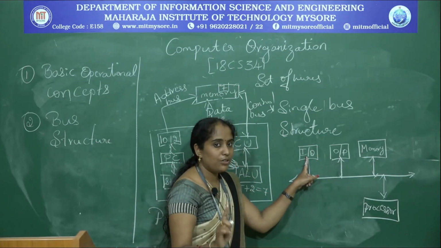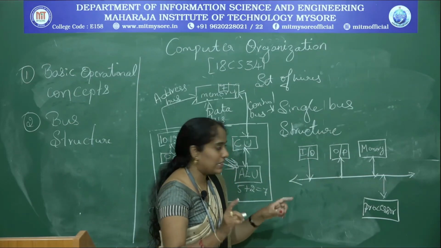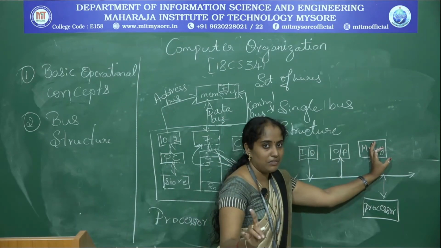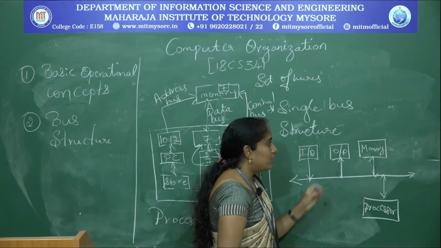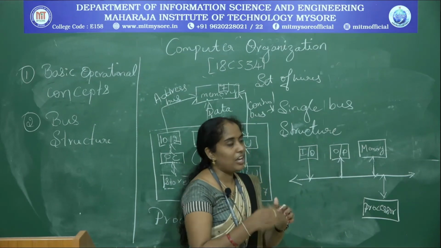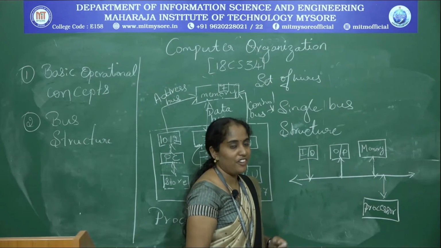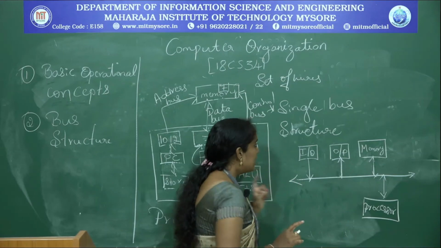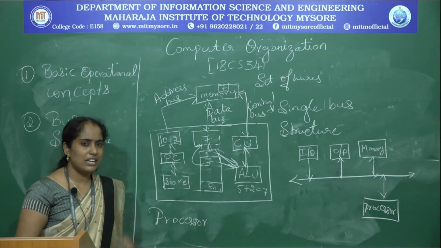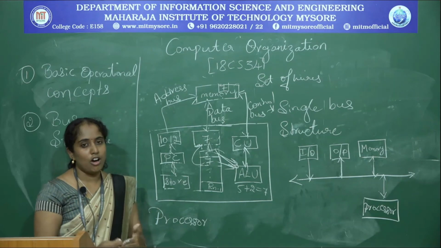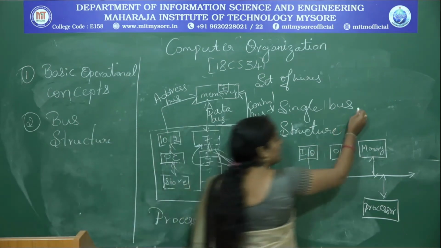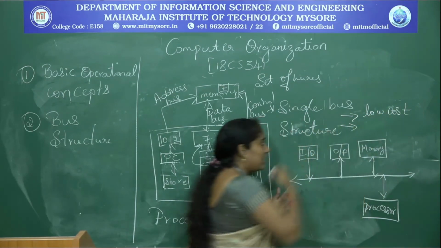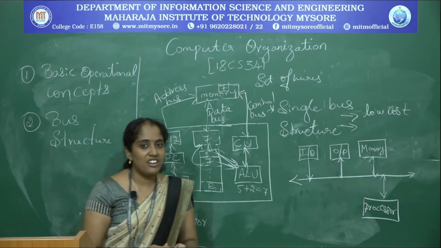For example, you need to enter A and B values. In that case only the input device and the memory will be active, right. In the same way, if you need to print 5 pages of a PDF file, only the memory and the output unit will be active. In the single bus structure, the advantage is that it is very low cost, and it is very flexible. You can add peripherals very easily.